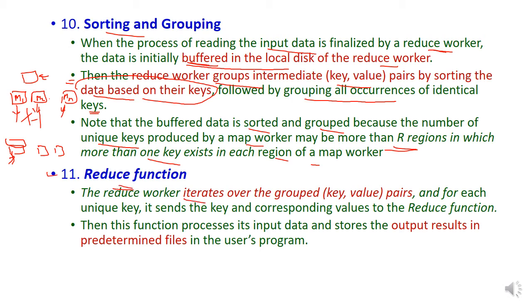And this is the reduce function. So the reduce worker iterates over the grouped key value pairs, and for each unique key, it will iteratively group the key value pairs and send the key and corresponding values to the reduce function. Then this function processes its input data and stores the output results in the predetermined files. That is, all the output of reduce functions will be stored in the output file.